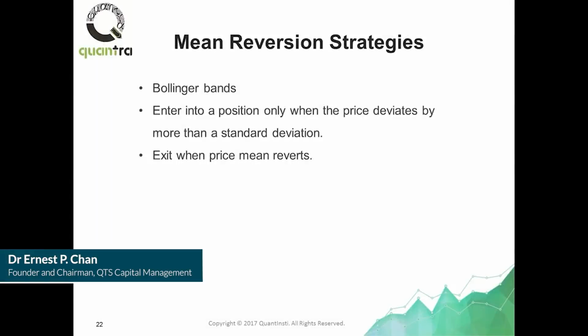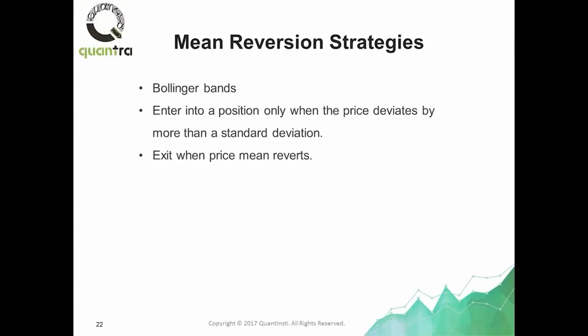So what kind of mean reversion strategy can we use? There are several, but the basic one that everybody should know is based on Bollinger Bands. Bollinger Bands essentially use a moving average to determine the mean, right? If you have a mean reversion strategy, you need to know what the mean is. So the mean in this case of the Bollinger Band strategy is given by the moving average.